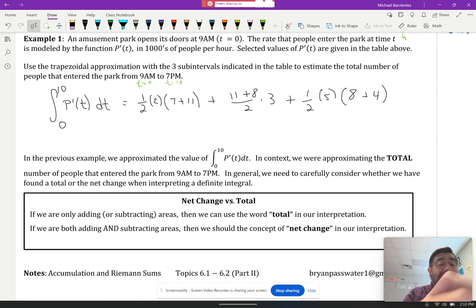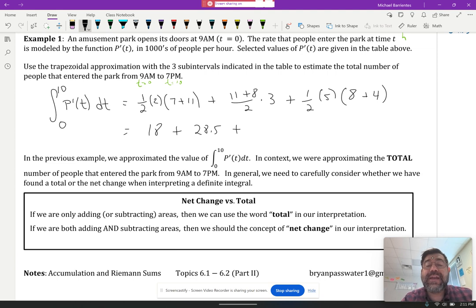Great. We can now make it a little bit clearer here. This is going to be 18 plus, if you add these two together, you get 19 divided by 2 times 3. Ooh, 19 divided by 2 times 3. Or 19 times 1.5, I guess. Half of 19 is 9.5. So is that 28.5? I'll go back and check that.